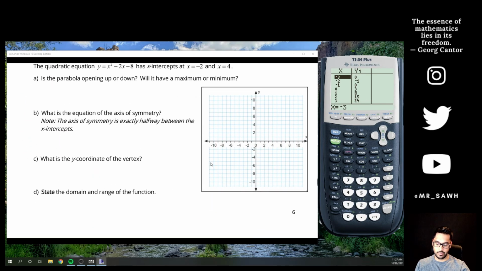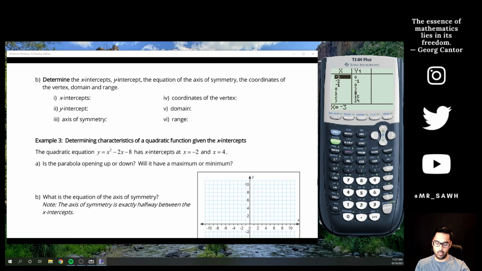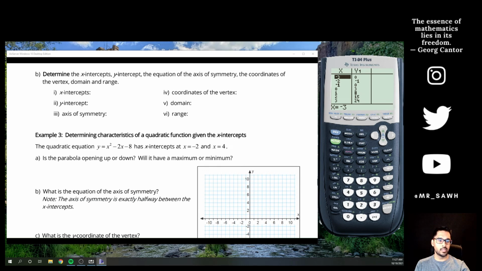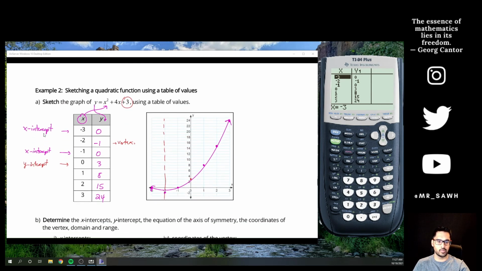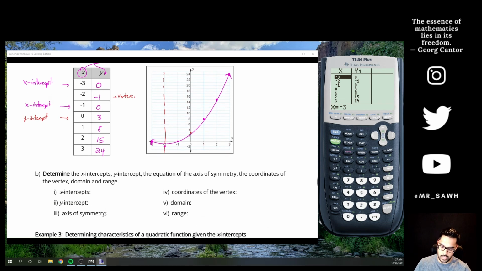The last couple things we'll talk about before we wrap this one up as our part 1 here is, we can determine the x-intercepts, the equation of the axis of symmetry, coordinates of the vertex, domain and range. Really, we talked about all those things. So I found the two x-intercepts already. So we'll just fill them in here. So as coordinates, I've got -3, 0 and -1, 0. Okay, those are my x-intercepts. Y-intercept we said was 0, 3.